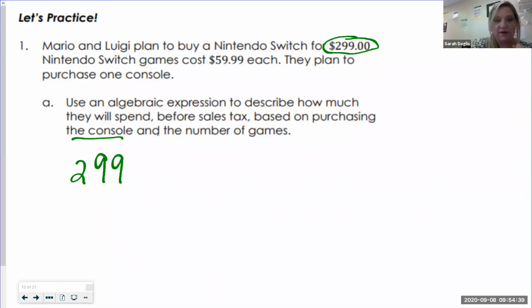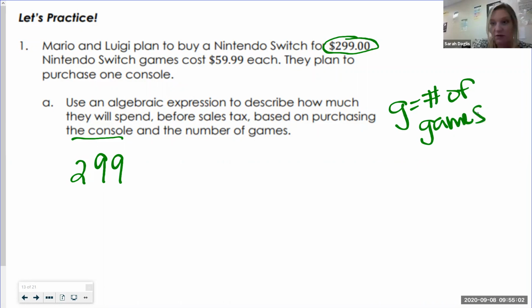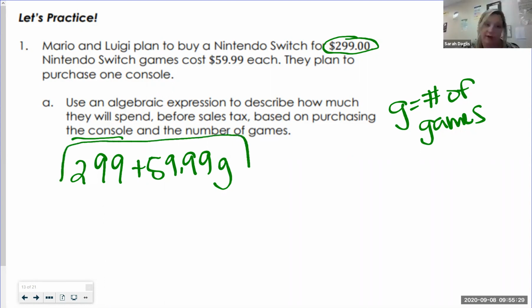Now, number of games. Well, I don't know how many games they're going to buy, so let's use a variable to represent it. This time, I'm going to make my variable make sense. I'm going to use G. Let's say that G is going to equal the number of games that are purchased. If you wanted to still use X, you could, but you don't have to. So I'm going to add on to that $59.99 times G, because I don't know how many games they're going to buy. So algebraic expression, that's already giving us a hint. We're going to use a variable. We're purchasing a console, and we don't know the number of games. So we have to do $59.99 times G. So this is our algebraic expression for doing the console and the games.